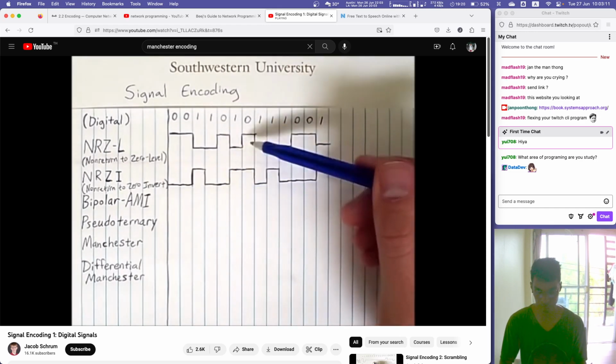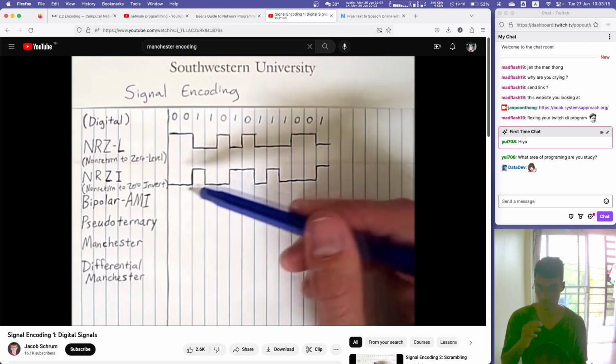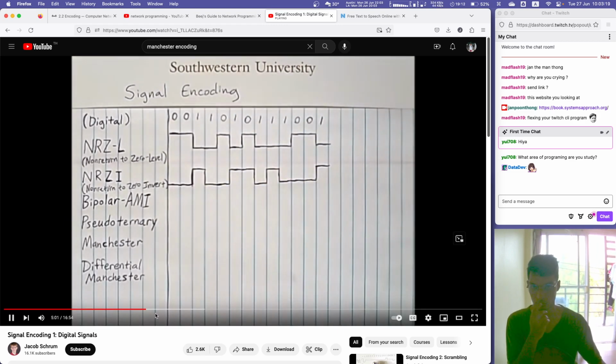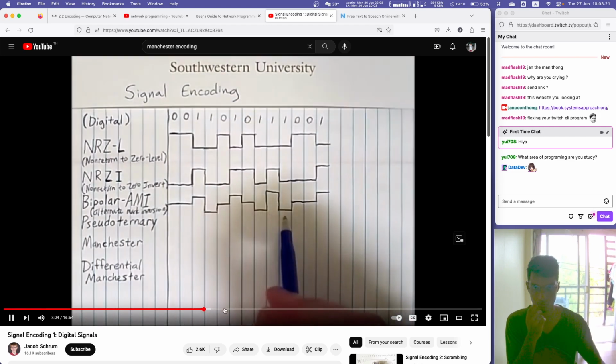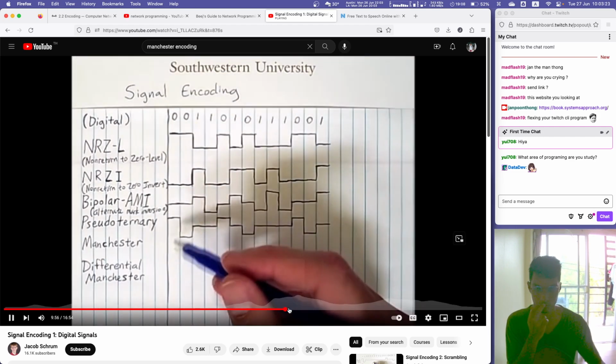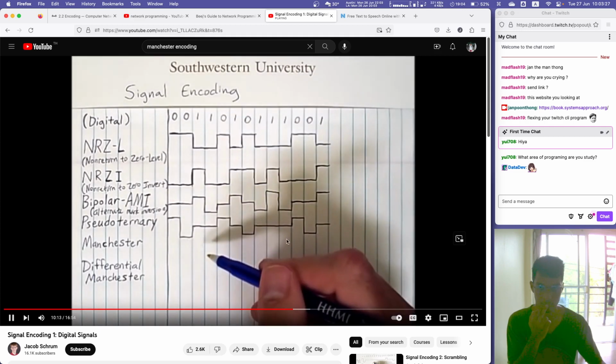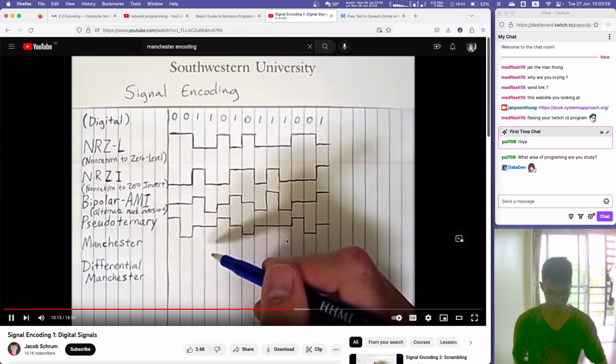Both of these schemes require use of 2 distinct voltage levels. The next 2 schemes involve 3 voltage levels, with a transition at the boundary of the interval to prepare for the next signal that will be encoded.